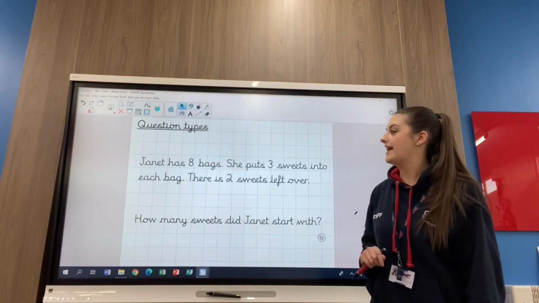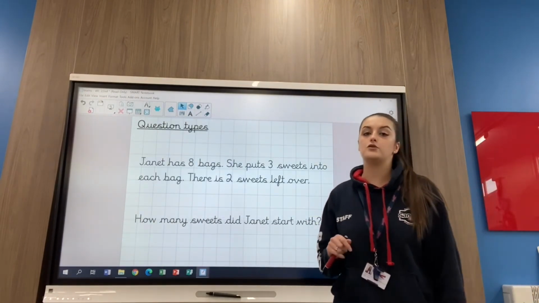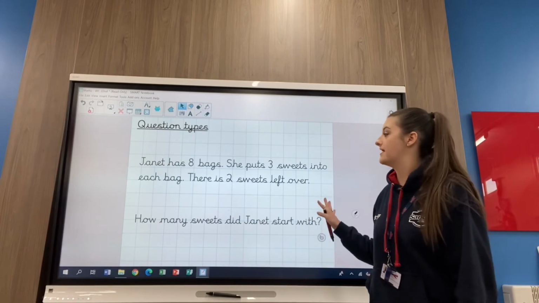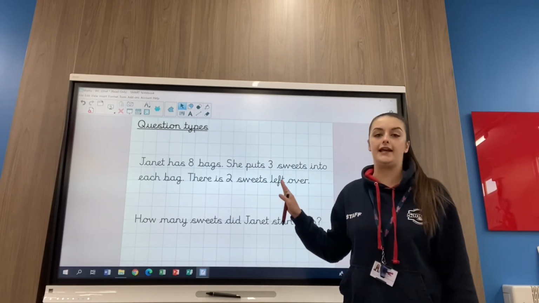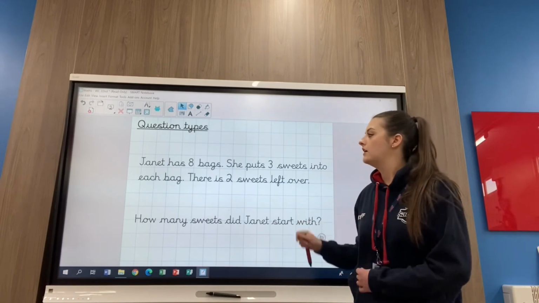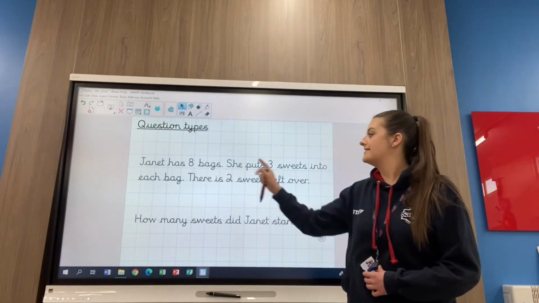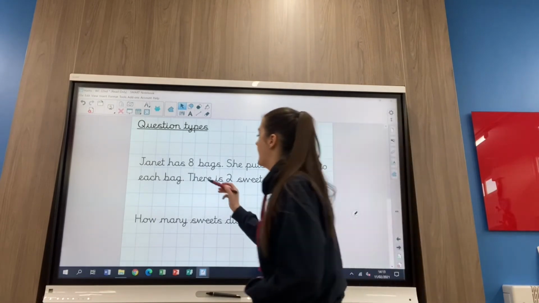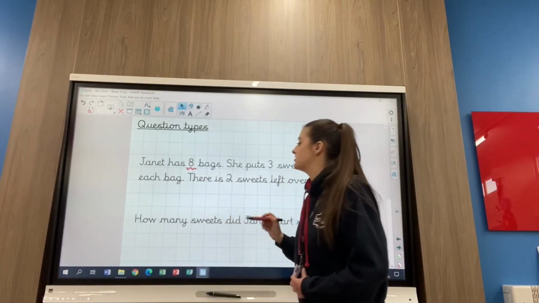Okay, finally, you've got a problem at the bottom of your page that's very similar to this, but I've got a different times table in here. So I want you to have a go at applying what I've taught you here. So I've got: Janet has 8 bags. I'm going to underline 8. How many bags she has?